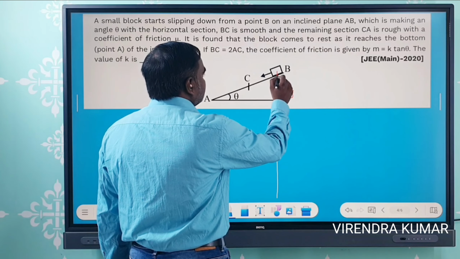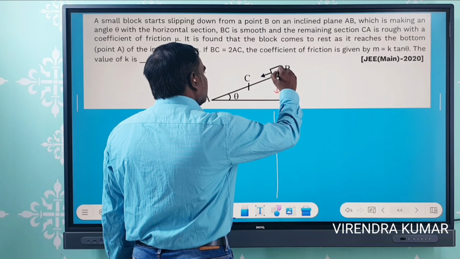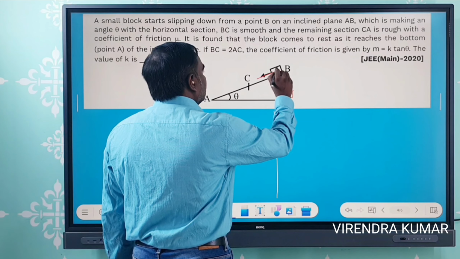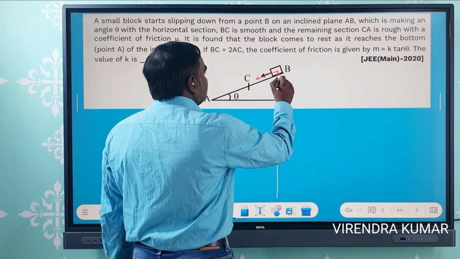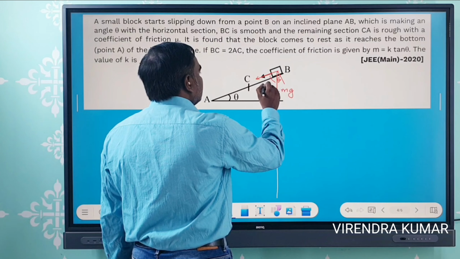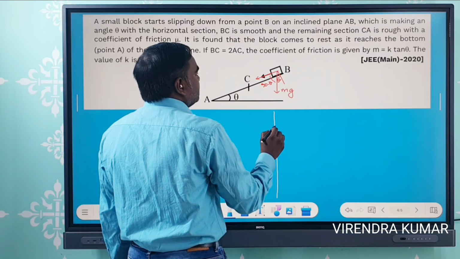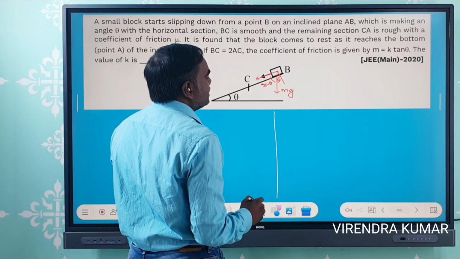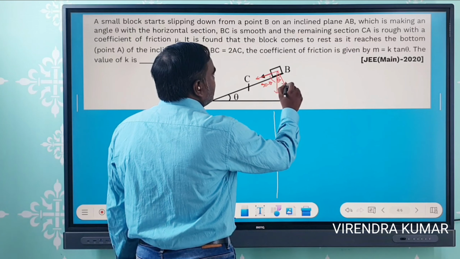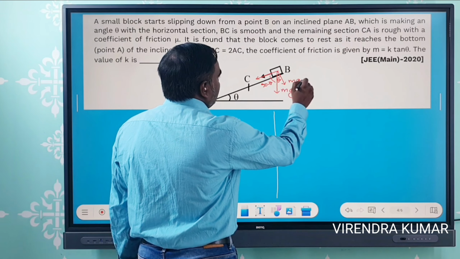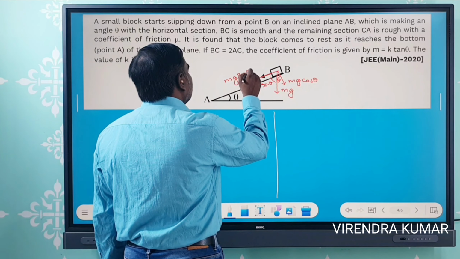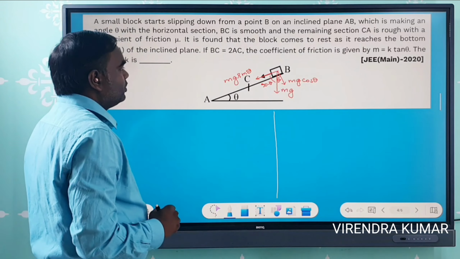And this is theta. If you draw a perpendicular to this inclined plane and another along this inclined plane, this becomes theta also, and this becomes 90 minus theta. If you resolve this downward force mg into components, this becomes mg cos theta and this becomes mg sin theta, right?